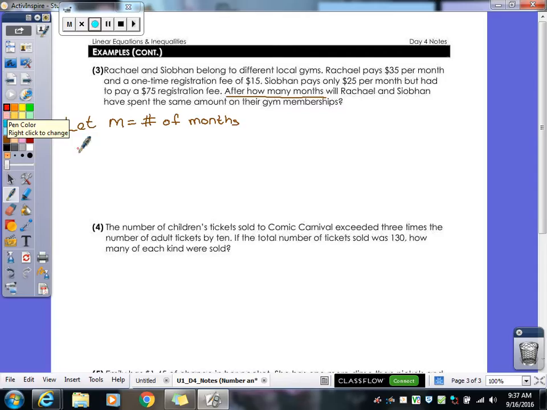So let's see here. Rachel, what does she pay? What does Rachel pay? She pays $35 per month, and she also paid a registration fee of $15. How would we write that in algebra? There you go. So there's the expression we would use to figure out Rachel. She pays $35 a month plus her $15.